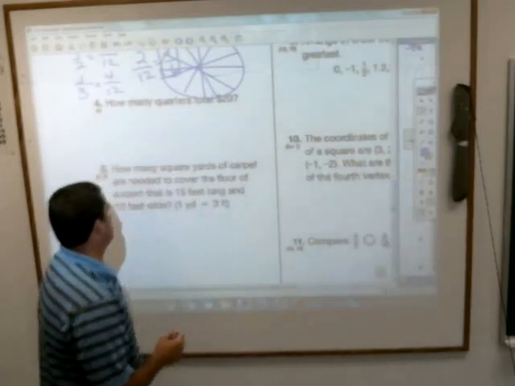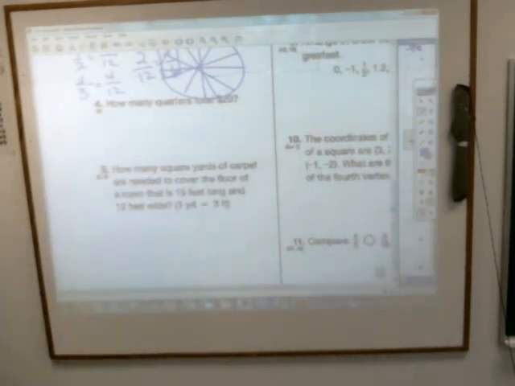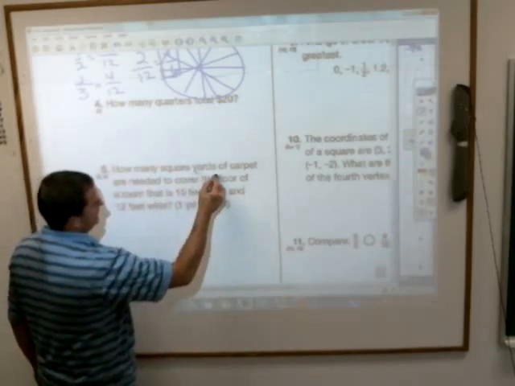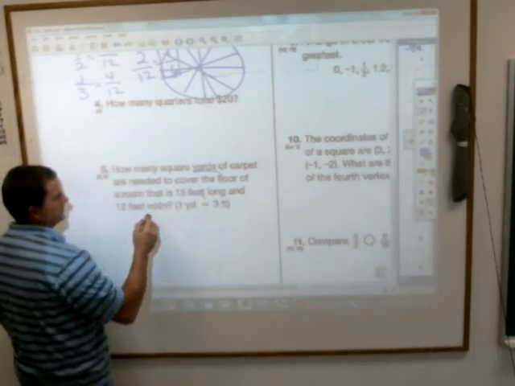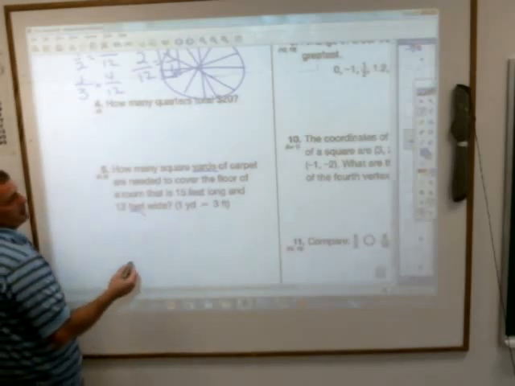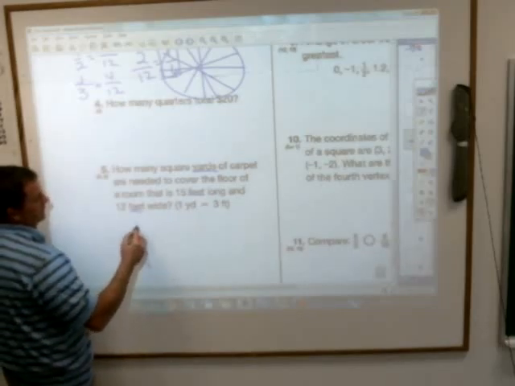How many square yards of carpet are needed to cover the floor of a room that is 15 feet long and 12 feet wide? All right. Red flags, ladies and gentlemen, go up when they ask you to find square yards, yet they give you the dimensions in feet. You can't mix and mingle those sort of things, so you got to change them somewhere along the line. You obviously sketched it out, right, Taylor?